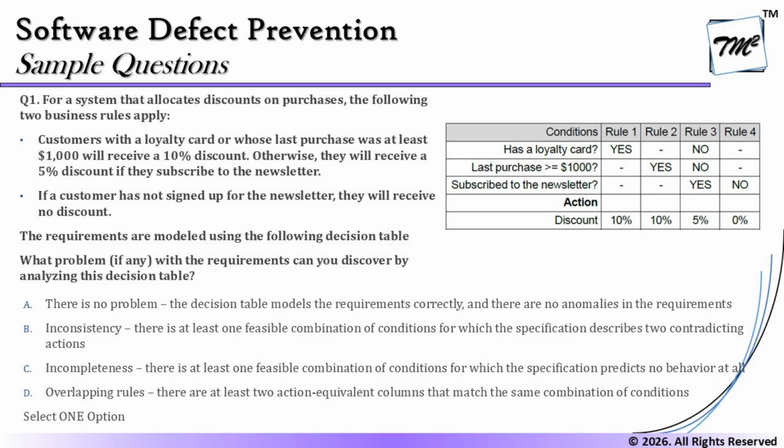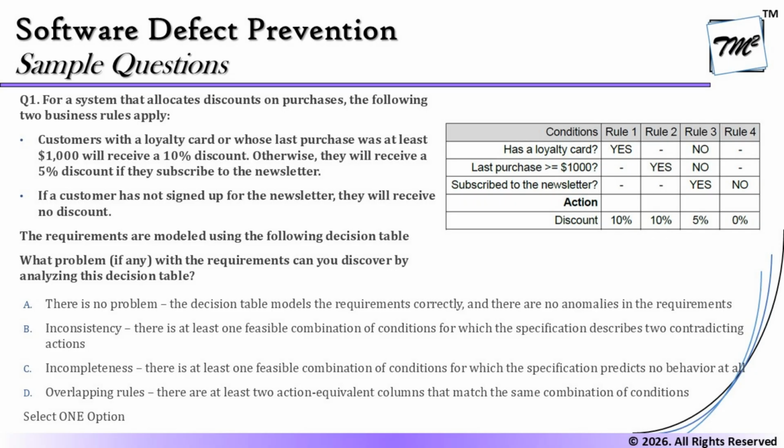The question says the requirements are modeled using the following decision table. What problem, if any? Now mind the words if any, that means it is also possible that the table is absolutely fine. What problem with the requirements can you discover by analyzing the decision table? So first of all, try to build your understanding by comparing the information, that is the conditions, along with the table provided. If you see anything suspicious, look at it and then look at the options, which would help you conclude easily whether we have any kind of problem with the data or not.